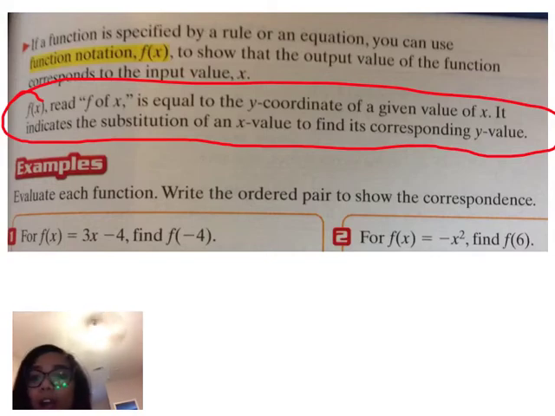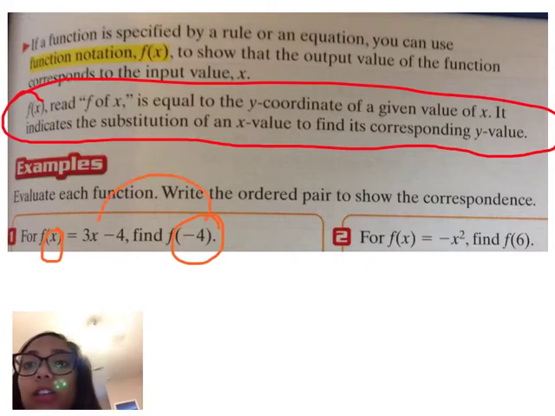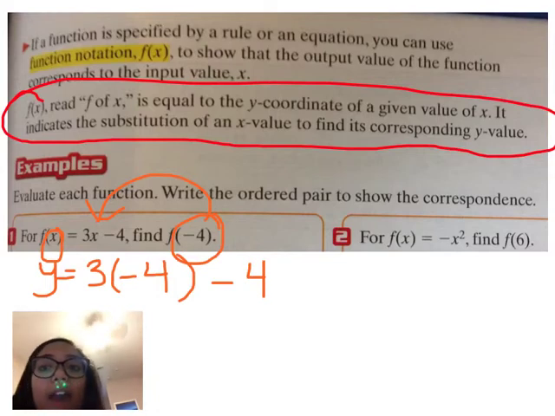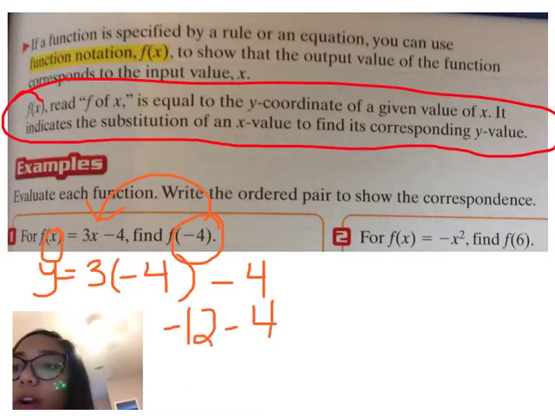F of x equals y. So right here, if you read f of x, in parentheses, equals 3x minus 4. Find f of -4. That means where x is, I plug in a -4 into my equation. And I told you f of x equals y, so y will equal 3 times -4 minus 4. That's the same thing as saying f of x equals 3 times -4 minus 4. So 3 times -4 is -12 minus 4.